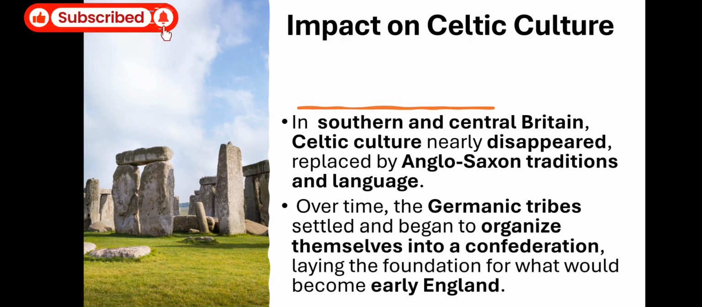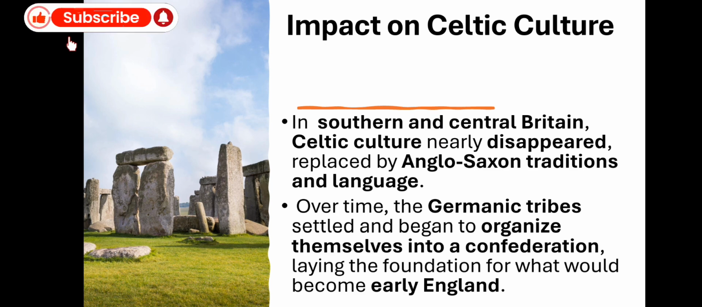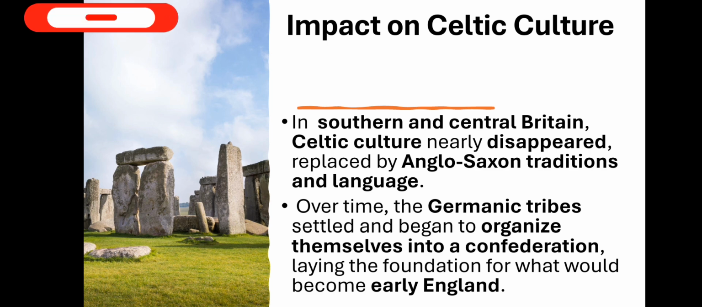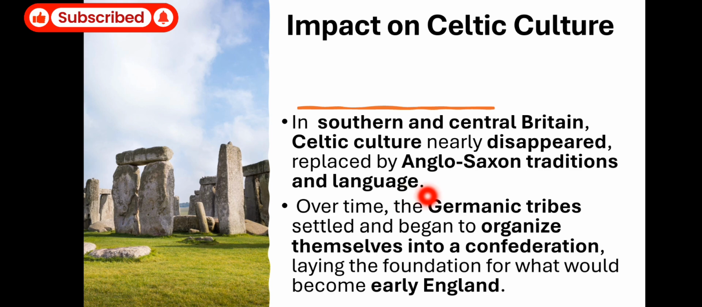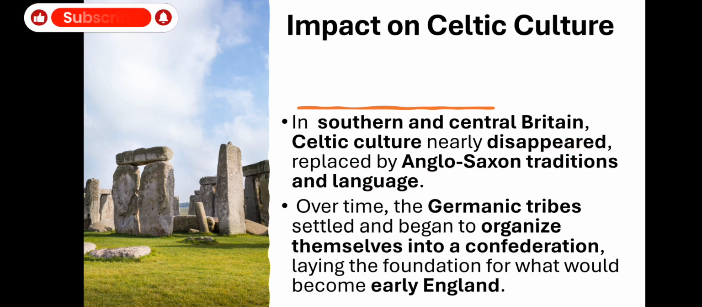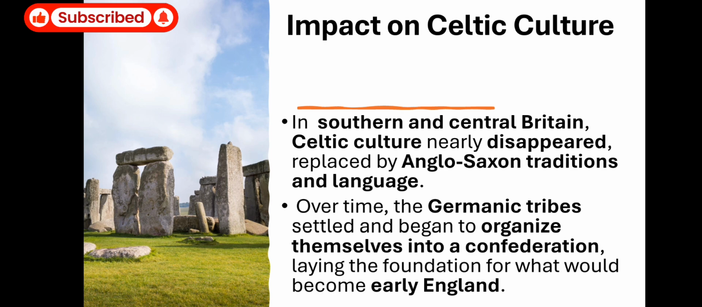Now, the impact on the Celtic culture. Celts are the people who were living on this land, Britain, before the arrival of the Anglo-Saxons. In southern and central Britain, so you have to focus on these bolded words, Celtic culture nearly disappeared, replaced by Anglo-Saxon tradition and language. Where these Anglo-Saxon tribes came in the southern and central parts of Britain, there existed a culture known as Celtic culture. This culture disappeared and was replaced by the tradition and language spoken by the Anglo-Saxons.